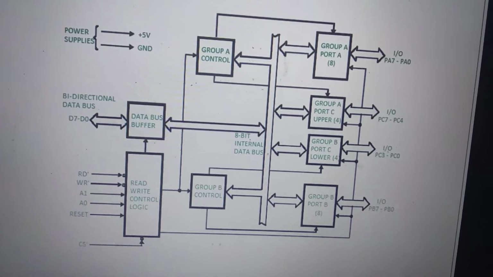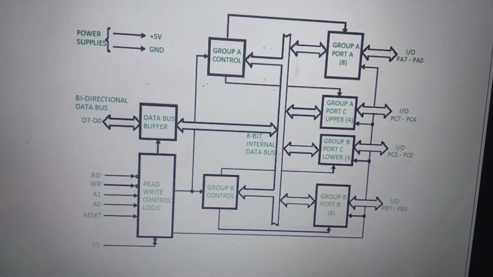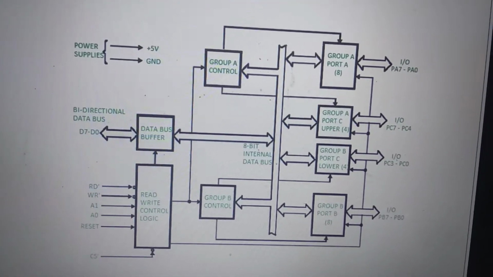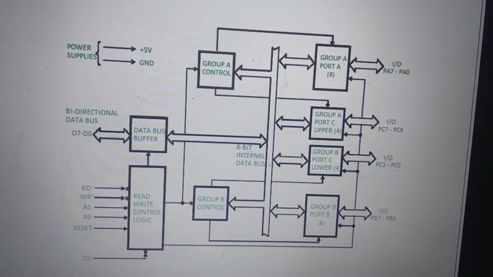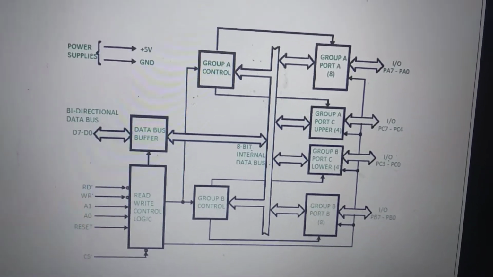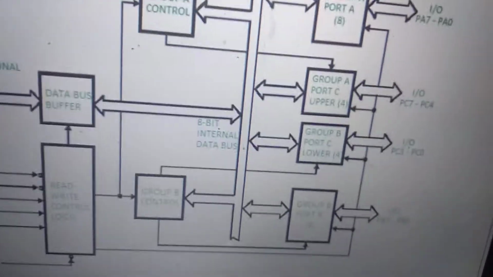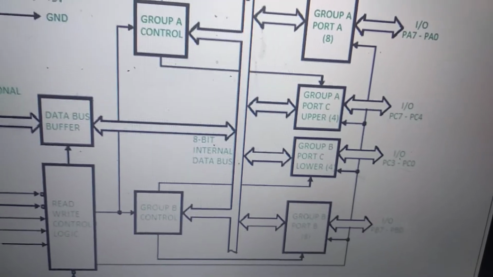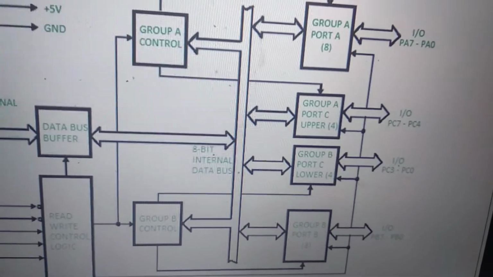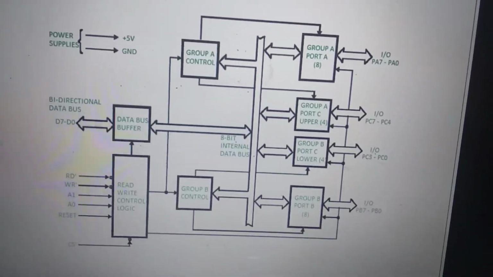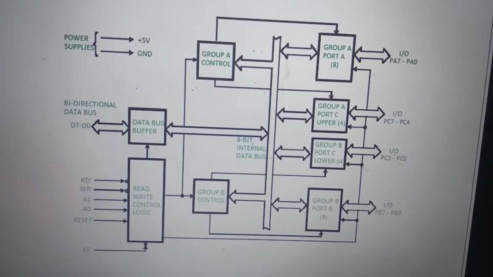There are the ports. It has 3 ports and each port has 8 data lines. Port A goes from PA0 to PA7, then port C and port B. Port B is again PB0 to PB7, and here we can see port C is divided into 2 parts: PC0 to PC3, that is port C lower, and PC4 to PC7, that is the upper nibble, port C upper, right? We can see beside each port it is written I/O.